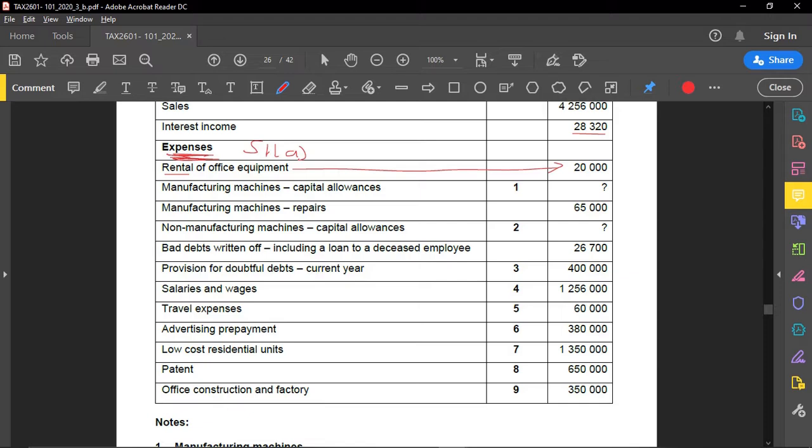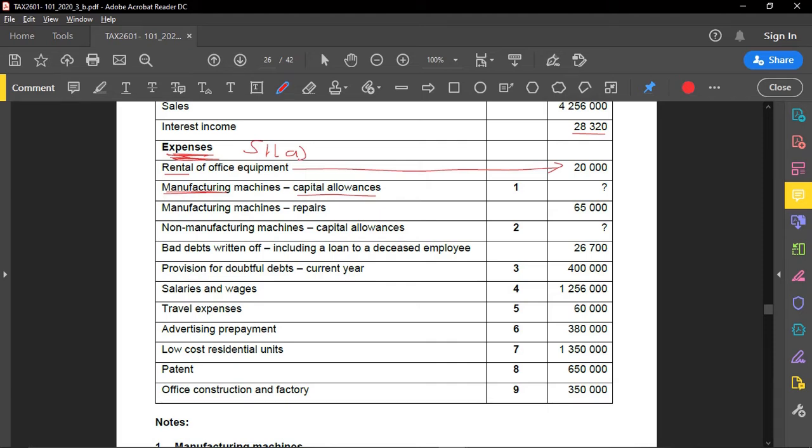Next line item. There's a question mark next to this one, so obviously you're going to have to work it out. They say manufacturing machines. Obviously, capital allowances will be applicable. They don't even have to state that. I assume the assignment is easier because they've given you some clues, but they might do the same thing in the exam. Just look out for these types of things. Manufacturing machines is important because now you know what you're dealing with.